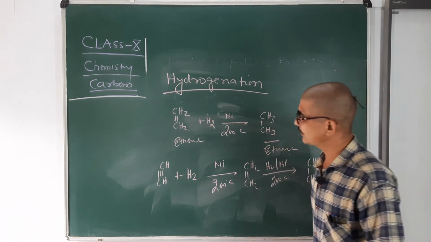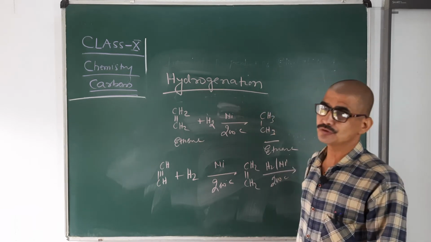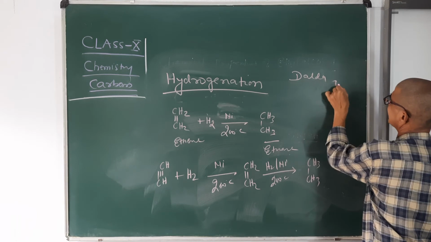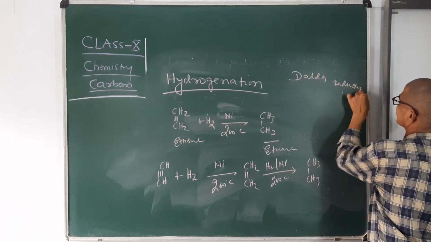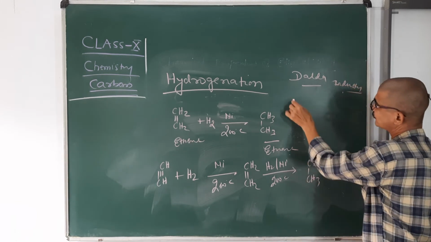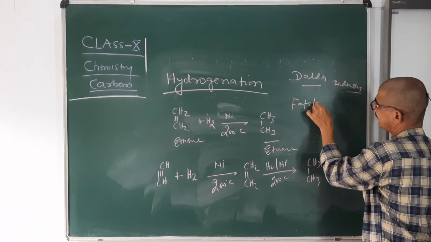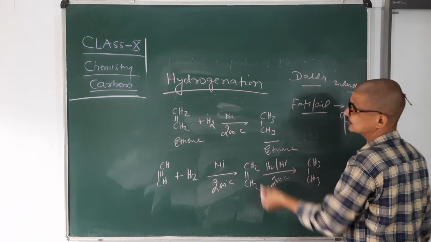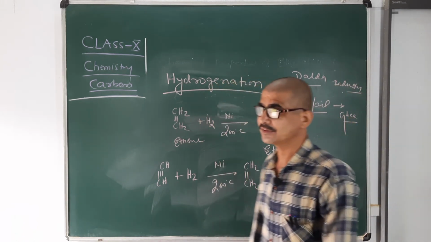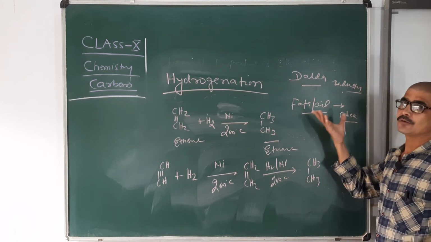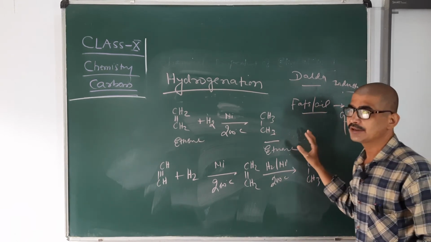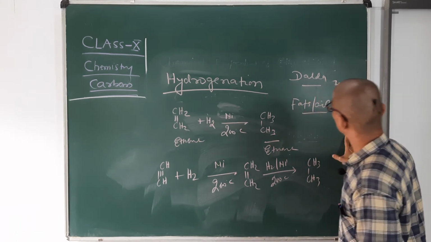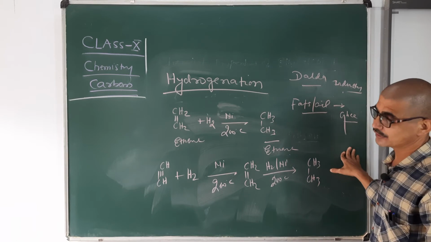At the industrial level, hydrogenation is generally used in the dalda industry. In the dalda industry, unsaturated fats and oil are changed into ghee. With the help of this reaction, the unsaturated compound, that is fats and oil, is changed into saturated form, that is called ghee. So this is the industrial application of hydrogenation reaction.